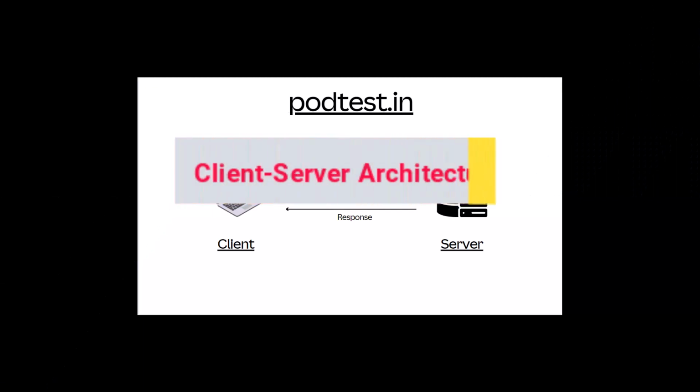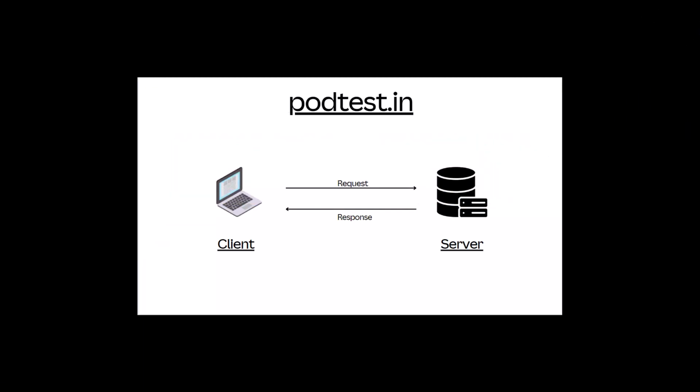Let's understand the client-server architecture. It has two entities, one the client and the other the server, and they both communicate. In this model, the client will send a request, the server will receive it and provide a response to the client. So basically this is all what the client-server model is.